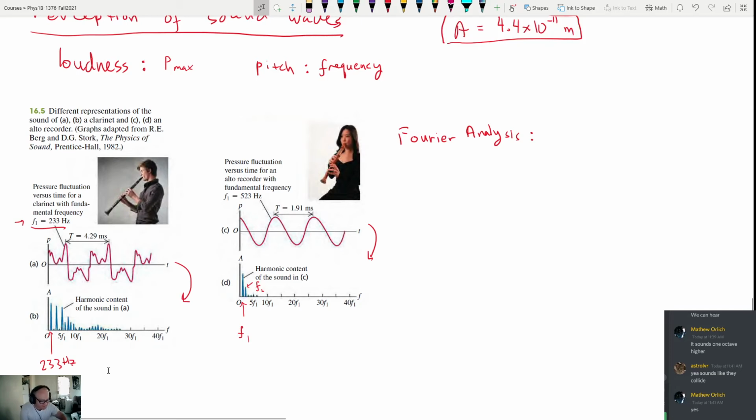Okay, so that's like trying to get at the difference in the kind of things that we hear and how it's connected to music and stuff like that. Loudness is related to pressure max, pitch is related to frequency, and then any given wave that we have, we can decompose into these other little waves here. And you can find all sorts of tools on the internet to do that.